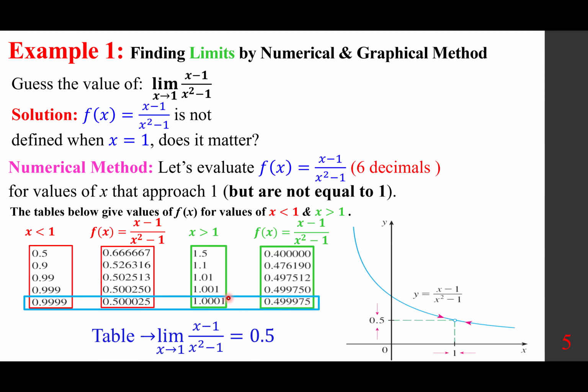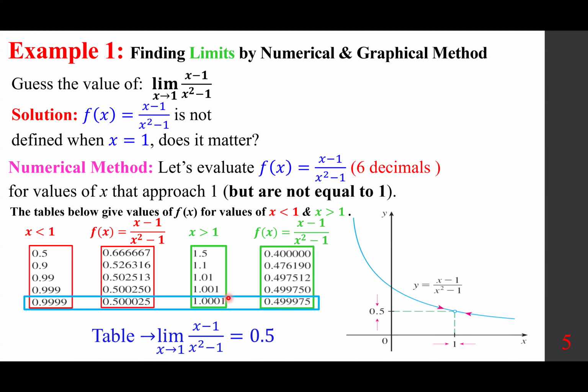Now, if we were to graph this, y equals x minus 1 over x squared minus 1, it's a curve where the denominator can't be x equals 1, right? At that point, it creates a hole. So as we approach 1 from the left, we are in this branch. As we approach 1 from the right, we are in this branch. Both pieces are moving us towards this hole, which has the y coordinate 0.5. So the graph also indicates the same answer.